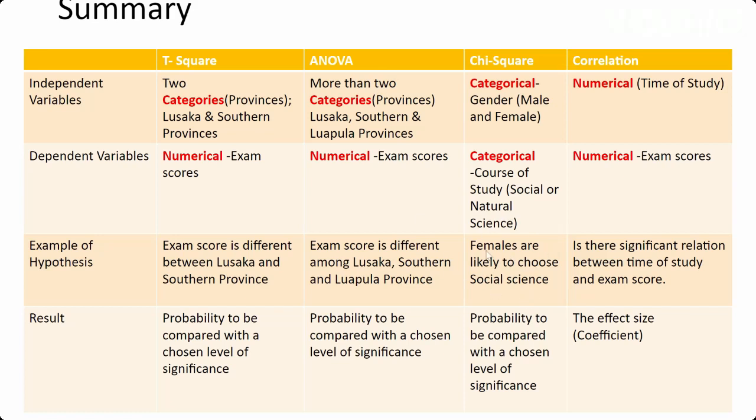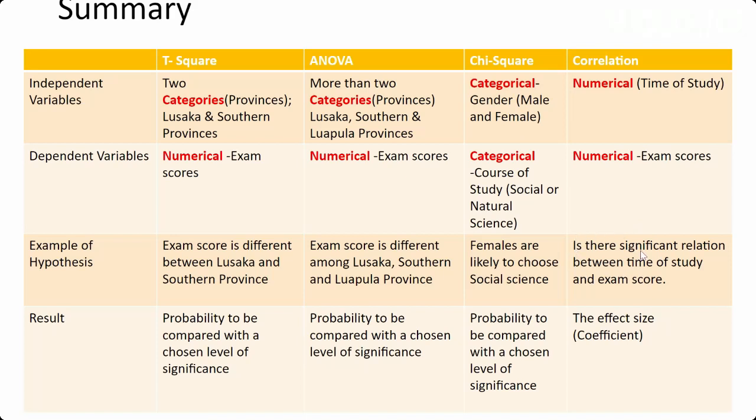Then we have this example there. Also, the other hypothesis example is you have categories under independent variables, also categories under dependent variable. So you use chi-square. And the example of your hypothesis is females are likely to choose social science. Then you use chi-square. It can even be males are likely to choose, it depends on your interest of study. So you can use chi-square since you have categorical, categorical.